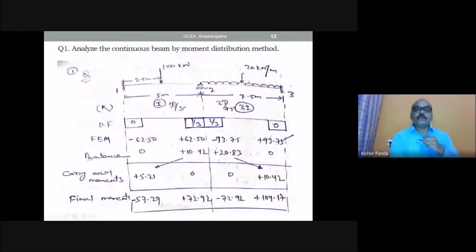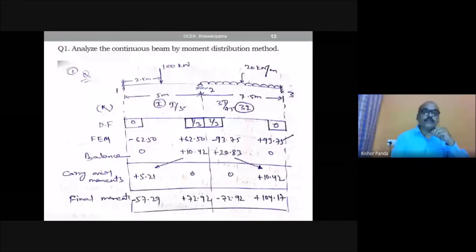So just below this, suppose this is support 1, 2, 3. Here you draw a vertical line, and just below support 2 draw another line, and just below 3 draw another line. First you write the distribution factor. Draw one box here, similarly another box here, here also one box, and here also one box, four boxes. First you write the distribution factor for the end of each member, because this is a fixed end, so here the distribution factor is equal to 0.